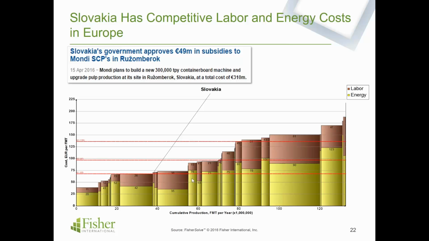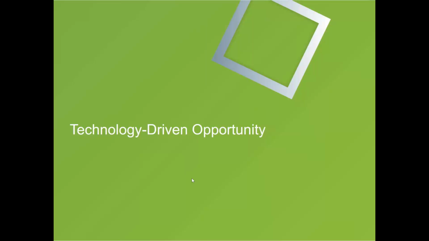Then some other ideas. The Slovakian government has preliminarily promised Mondi that it will give 49 million euros in subsidies to the Rosenberg containerboard machine project. This is not official yet, but if we look at the labor and energy costs in Slovakia compared to other European countries, this makes the project very attractive from Mondi's point of view, in my opinion. So then, a technology-driven opportunity.